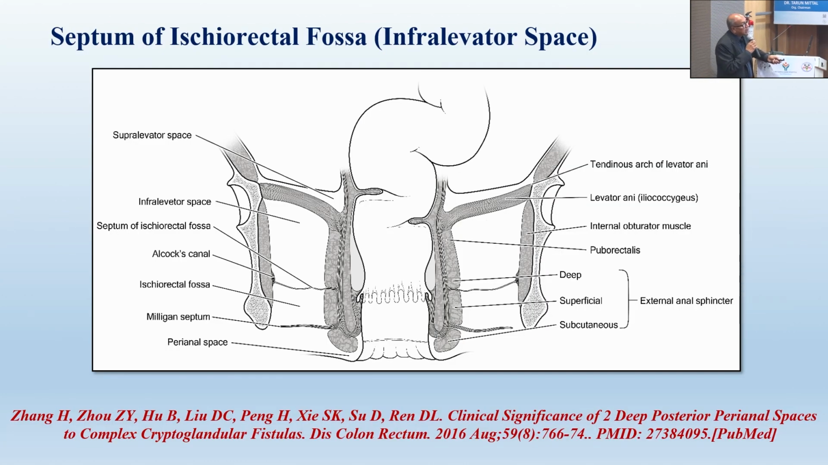Now see this slide. We always talk about the infralevator space, but the most important thing is how it is formed. In between the subcutaneous and the superficial part lies the Milligan septum, which is a part of the CLM. But in between the deep and the superficial part lies another septum, which is called the septum of the ischiorectal fossa. This divides the ischiorectal fossa further into two parts. The lower one is the clinical ischiorectal space and the upper one is the infralevator space. This is the space where we get infralevator abscesses.